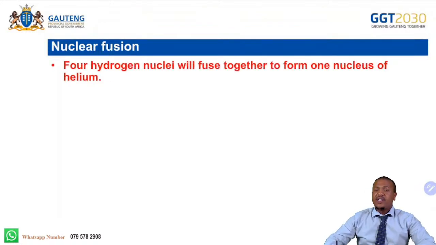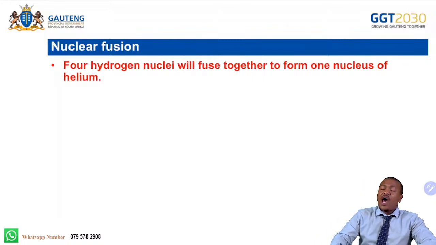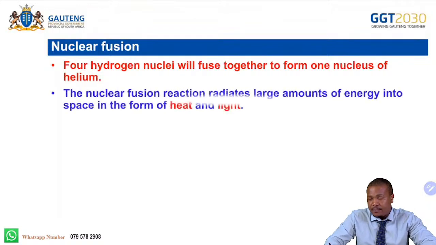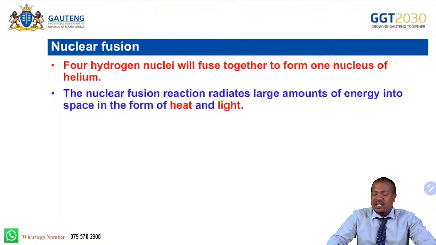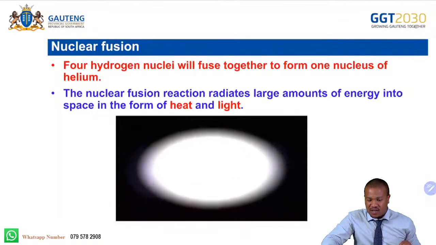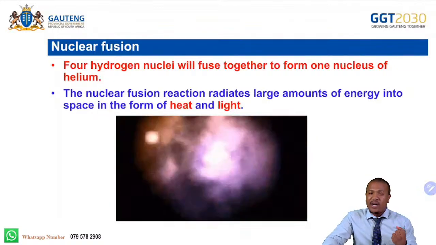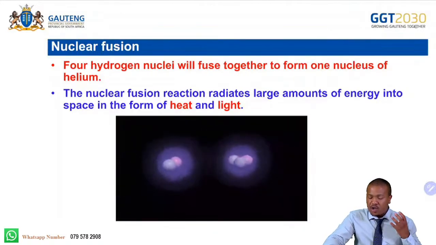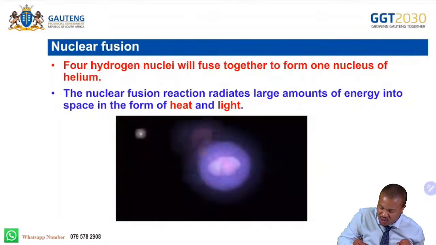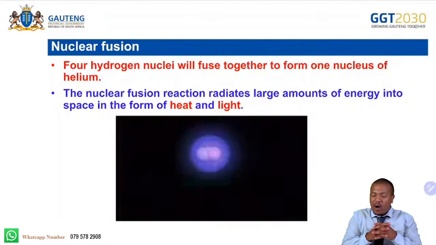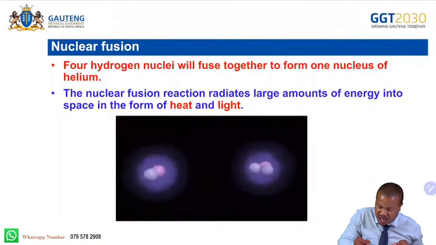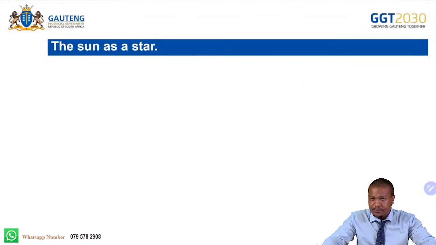Right. So in this case of nuclear fusion, 4 hydrogen nuclei will fuse together to form one nucleus of helium, right? So the nuclear fusion reaction radiates large amounts of energy into space in the form of heat and light, right? As I said, nuclear fusion is the one that keeps the star in its main sequence, keeping the star alive and keeping the star going, right? So we have 4 hydrogen nuclei coming together to form what? One nucleus of helium. Are we together? As our picture alongside here illustrates as well.